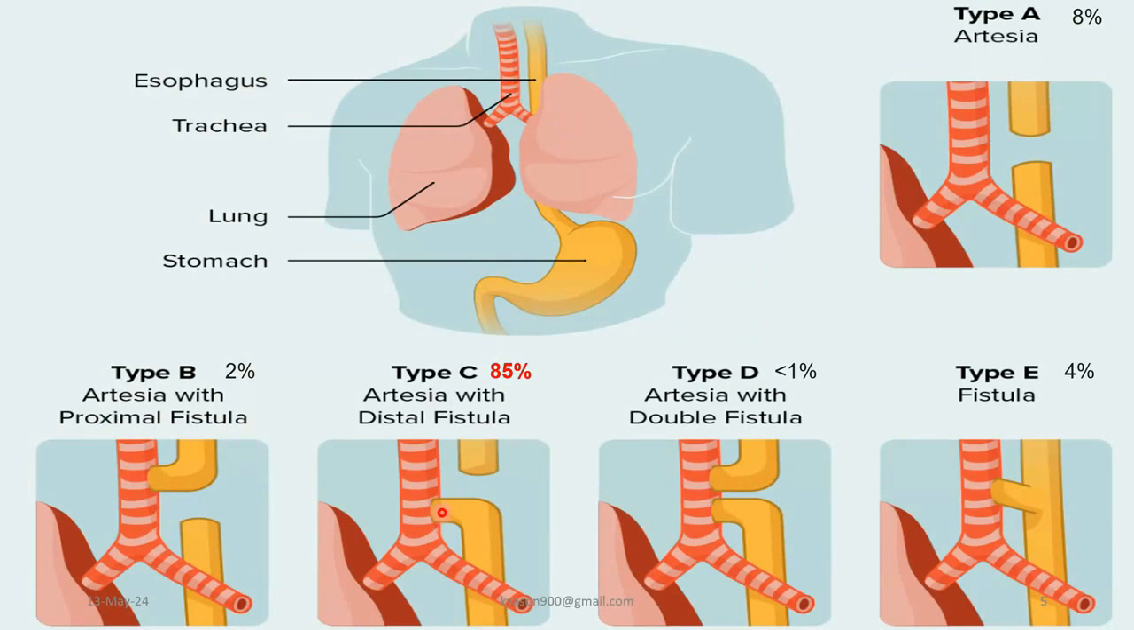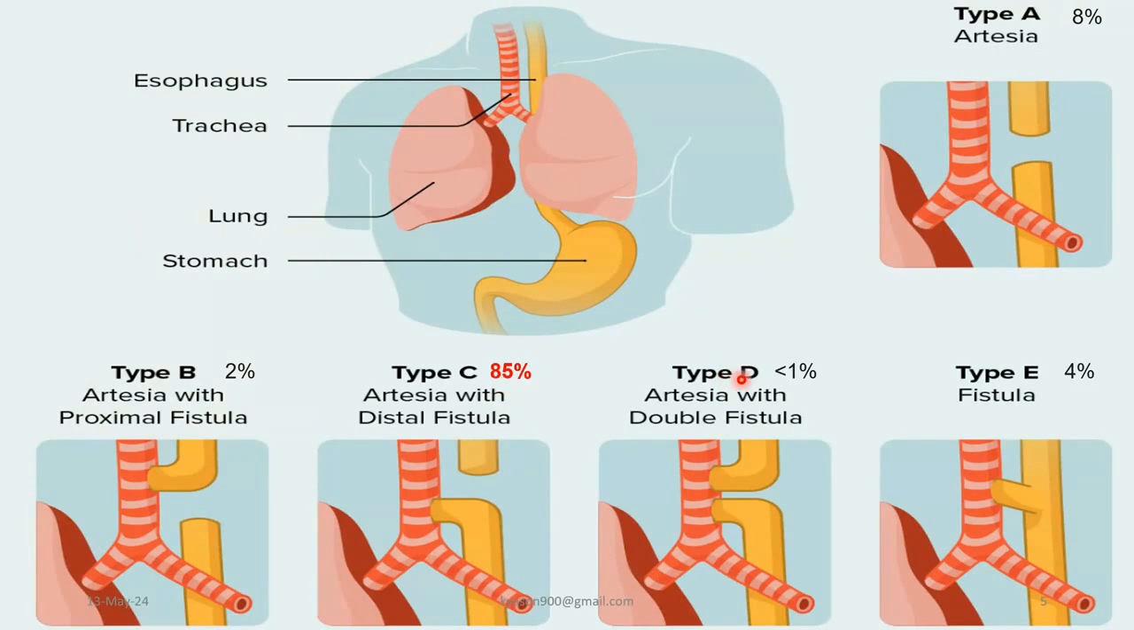Okay, this is the commonest variety, the commonest abnormality. Most kids are going to be presenting with this type of abnormality. It's present in about 85% of the neonates.